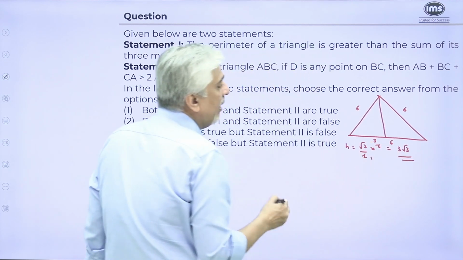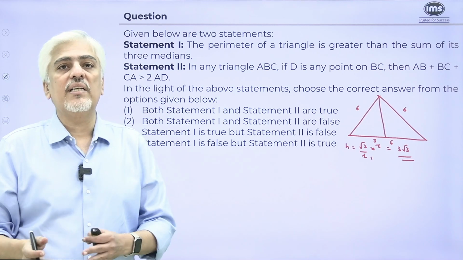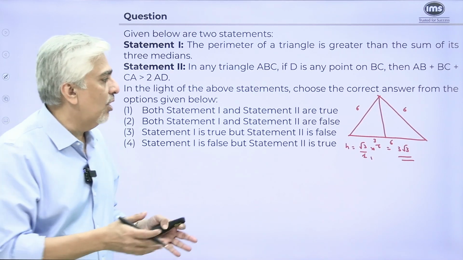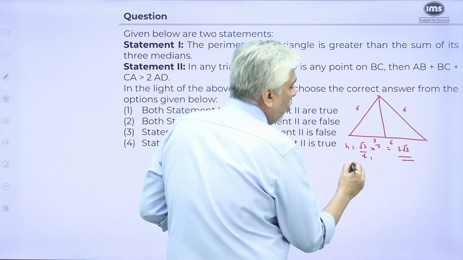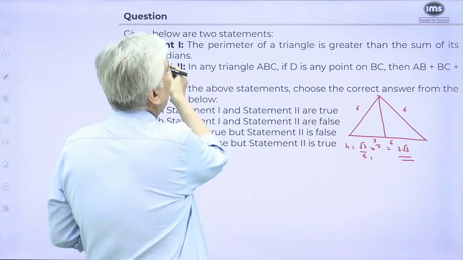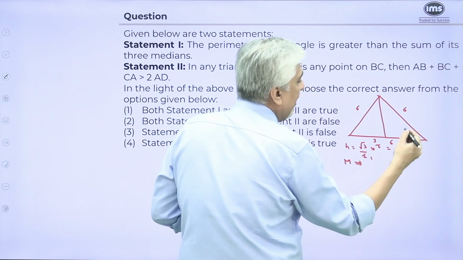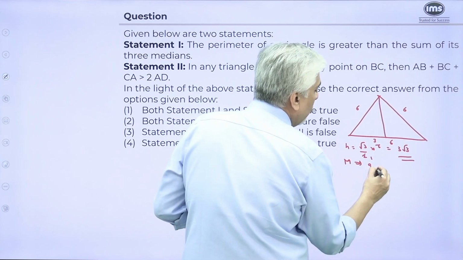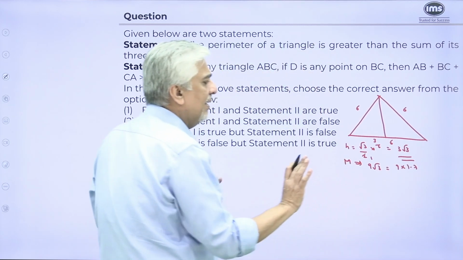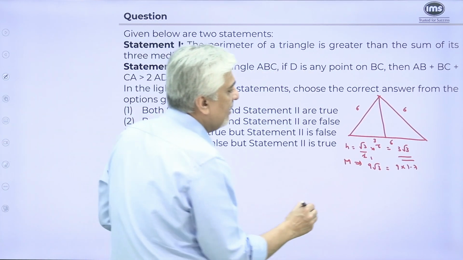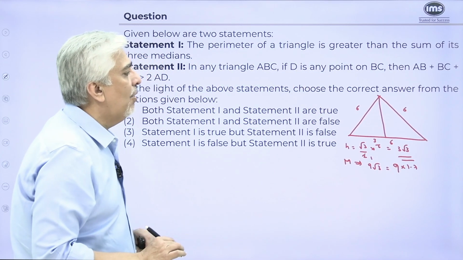Now, if you take 3 root 3, listen to this very carefully. If I take 3 heights, it will be 3 root 3 plus 3 root 3 plus 3 root 3. Or the total length of the 3 medians. All the medians together will be 3 root 3 into 3. 3 3s are 9 root 3. Which is 9 into 1.7 approximately. I don't want to do the calculation, but just approximately this is 9 into 1.7. What about the perimeter?